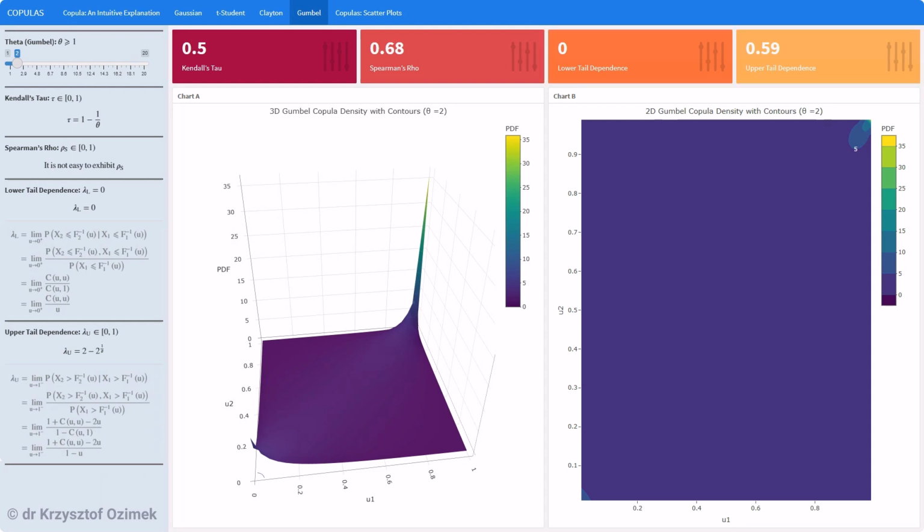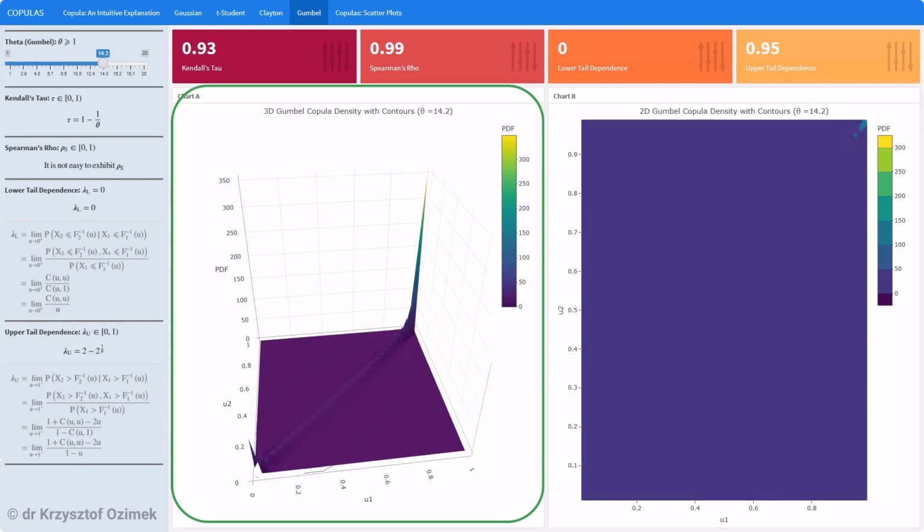In this case, just like with the Clayton copula, as theta increases, the density in the upper tails, where U1 and U2 are close to 1, increases. At the same time, the values of Kendall's tau and Spearman's rho also increase. However, with LTD remaining at 0, only upper tail correlation continues to grow. Now, let's increase theta to a sufficiently high level.